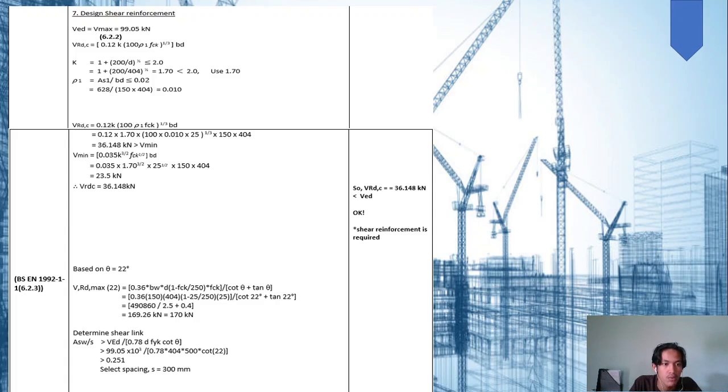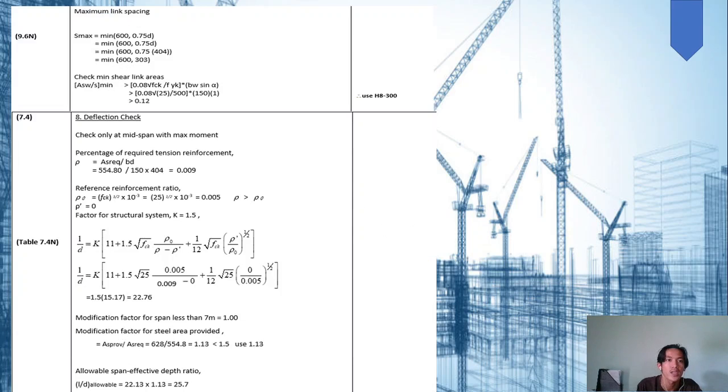So we will calculate the shear reinforcement, and then we got the value 170 kilonewton, VRDC max 22, and then we will determine the shear link spacing as it is equal to 300 millimeter. So we will calculate the maximum link spacing. We will use H8 300. Then we will go through the deflection check, and we will check only at midspan with max moment.